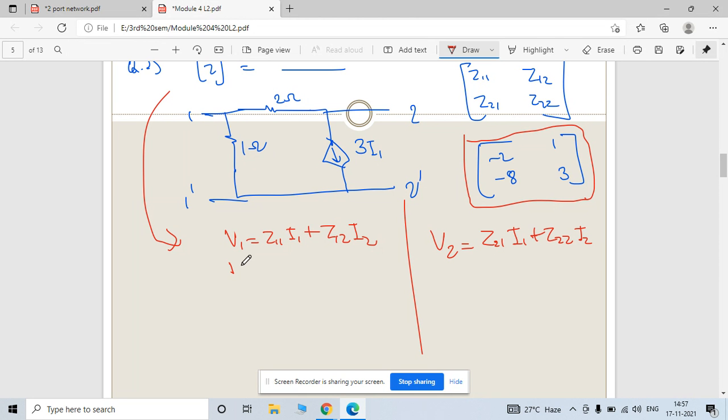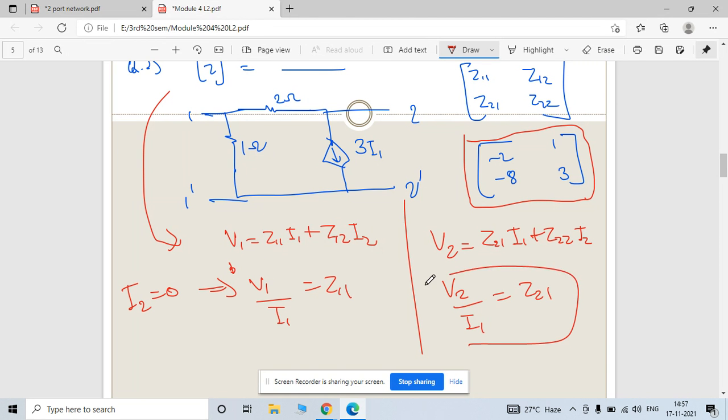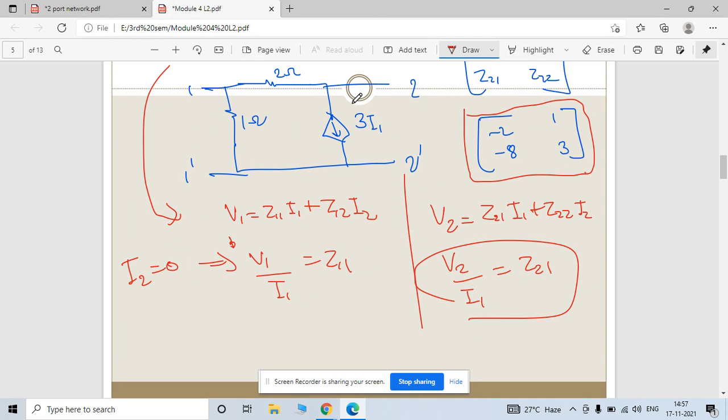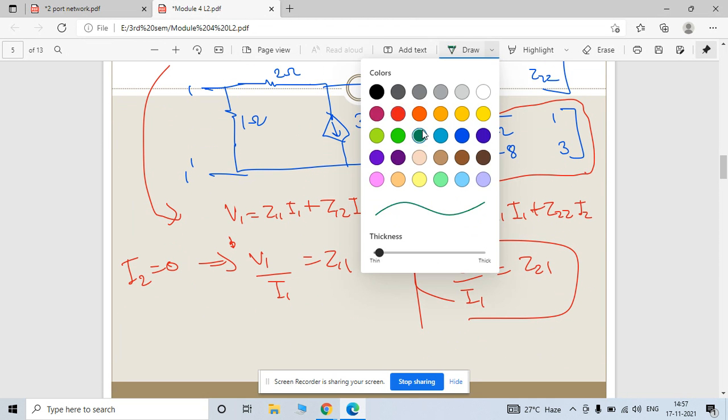Okay, so how to proceed? First of all, you have to short circuit, meaning I2 becomes 0. When you take I2 equal to 0, V1 by I1 is equal to Z11, because the other term is 0, and V2 divided by I1 is equal to Z21. So simple.